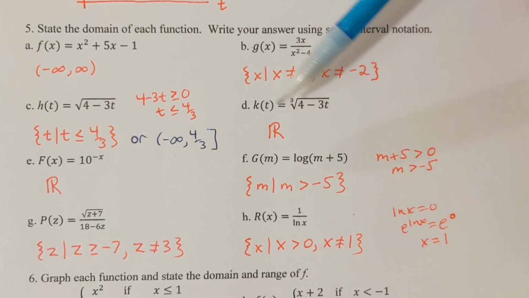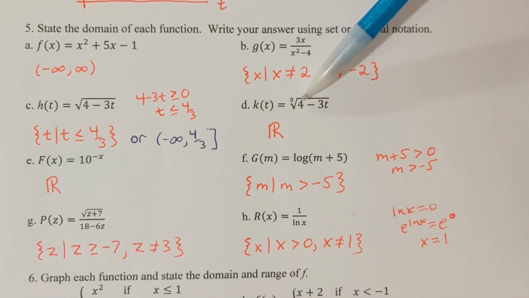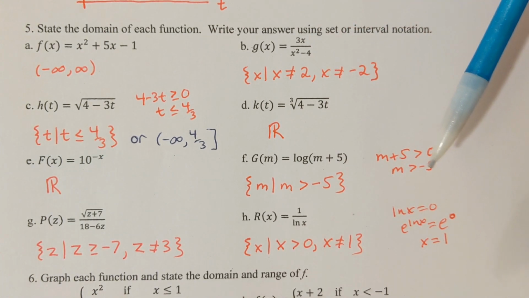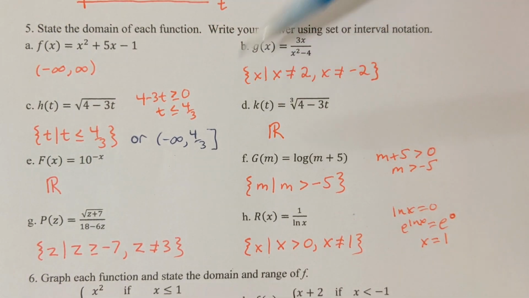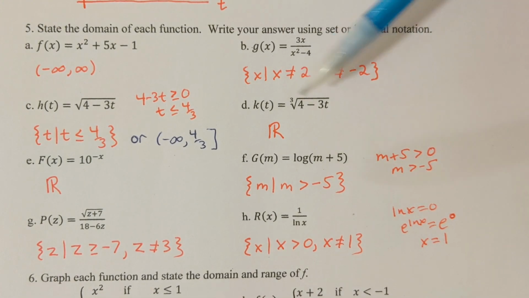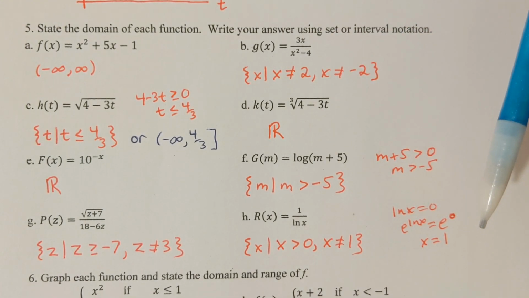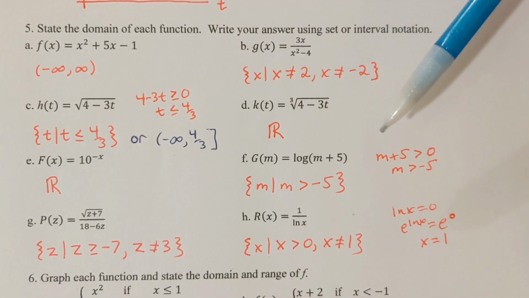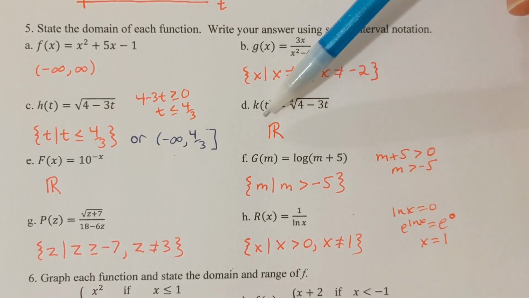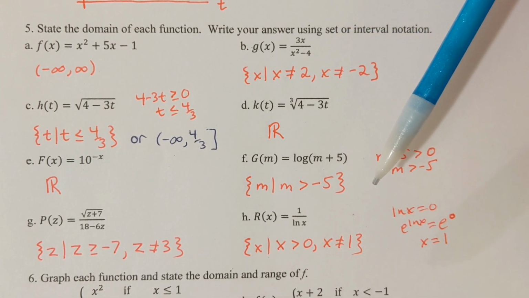Okay. Part D, k of t equals the cubed root of 4 minus 3t. Now, the fact that I've changed this to a cubed root compared to a square root totally changes everything. You see, the cubed root of a negative is a negative. Like if I were to ask you the cubed root of negative 8, that'd be negative 2, right? Because negative 2 cubed gives me negative 8. Negative 2 times negative 2 times negative 2 gives me negative 8. So unlike with a square root, with a cubed root, we can have a negative underneath the radical. There's no problem with that. Right? All real numbers are okay to use for t.